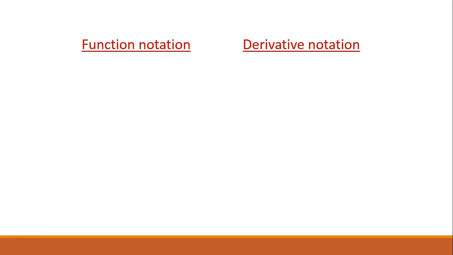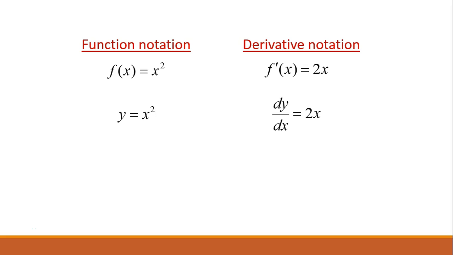Now, one more thing about notation. The notation that we have seen so far is that if our function is written like this one, f of x equals x squared, then to describe the derivative, we say f prime of x. We also know that functions can be written just in terms of x's and y's. So f of x equals x squared could just as easily be written as y equals x squared.